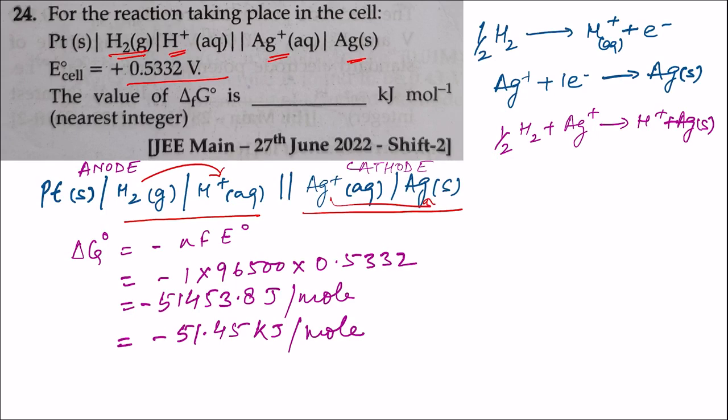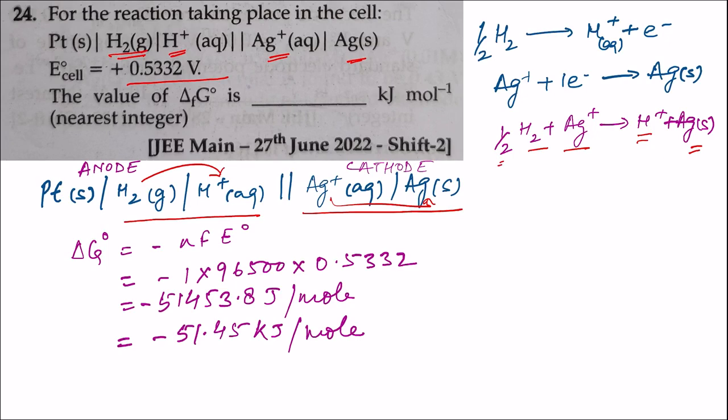Cathode reduction is taking place, anode oxidation is taking place. Now hydrogen is changing into H plus ion at anode, so hydrogen is the reactant at the anode. Ag plus is changing into solid silver, so silver ion is the reactant at the cathode. So hydrogen plus silver ion forming. Product at the anode is H plus ion, product at the cathode is solid silver, H plus ion and solid silver. Now to balance the equation, this will be half H2.